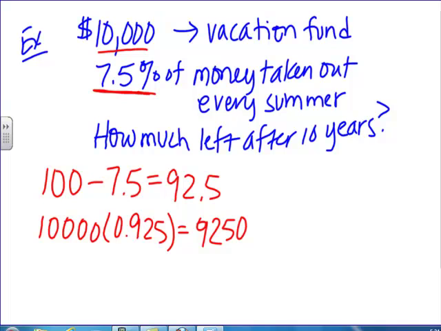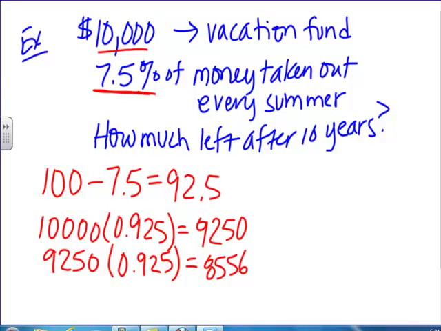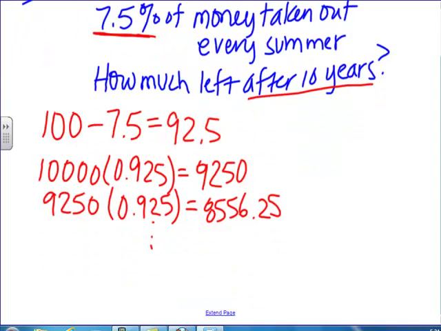Then I can take that 9250, so this would be my second summer, and multiply that again by 0.925 because I'm going to take another 7.5% out, and I'll get another number. I believe it's 8556.25. And I could keep doing that till I get to the end of after my 10th time I take money out after 10 years.